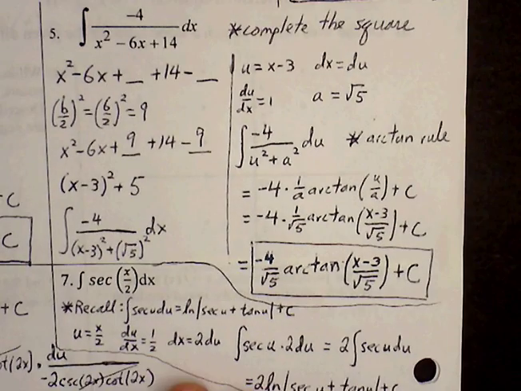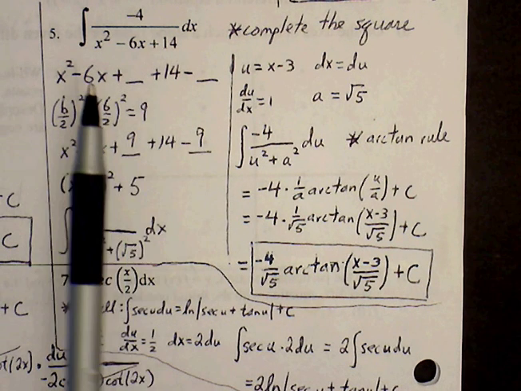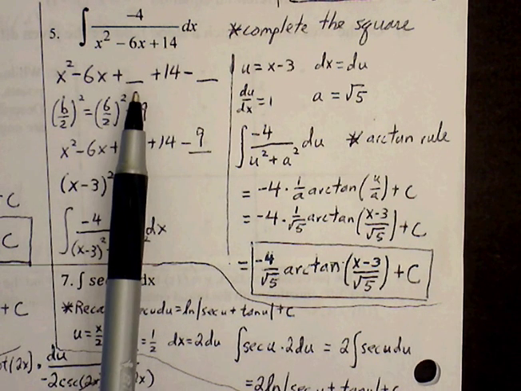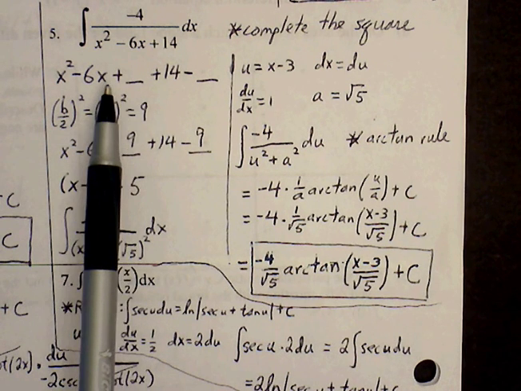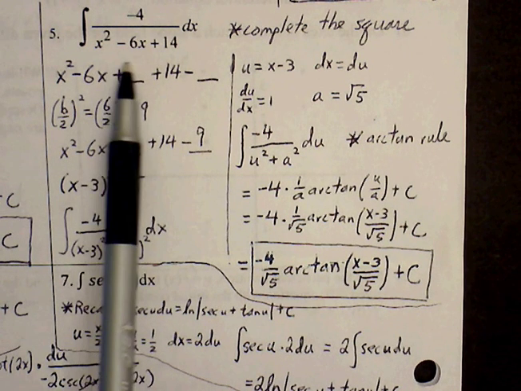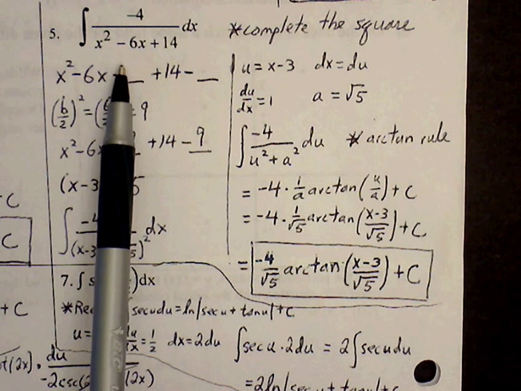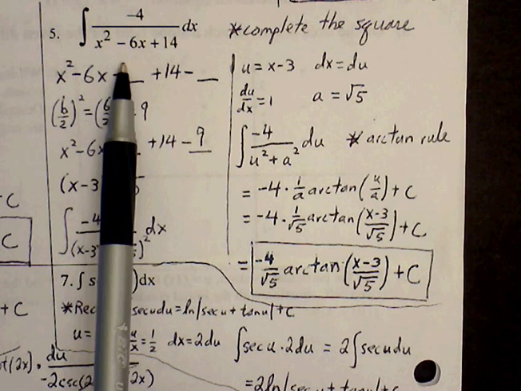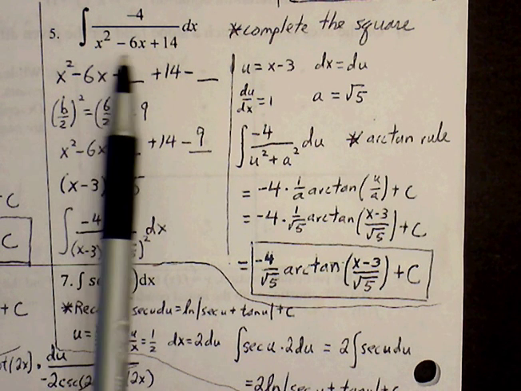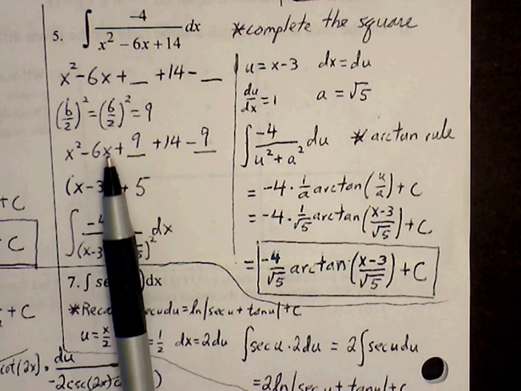Okay, number 5, we have the integral of -4 over x squared minus 6x plus 14. We see that this matches nicely with the arctangent rule, but if we want to get the form in the denominator to match, we would need to complete the square to get that binomial square to show up.